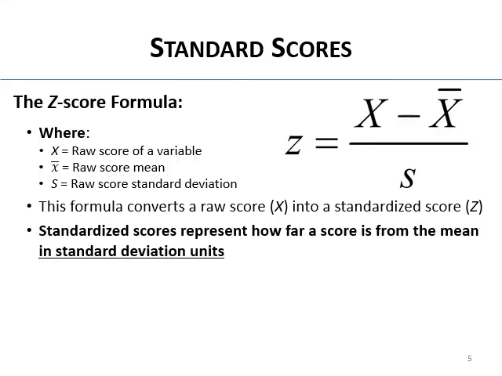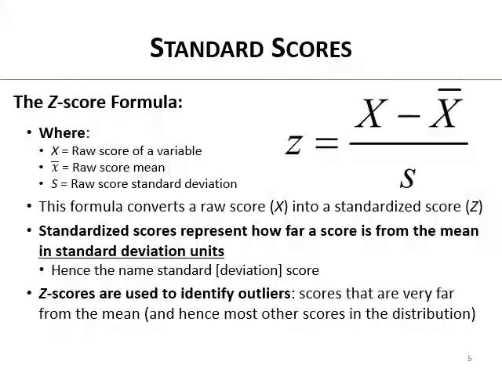So standardized scores, that is Z-scores, tell you how far a score is from the mean in standard deviation units. So is it one standard deviation above the mean, one standard deviation below the mean, for example. And that's why it's called the standard deviation score. Z-scores are used very frequently, and in this class we're going to use them to identify outliers.